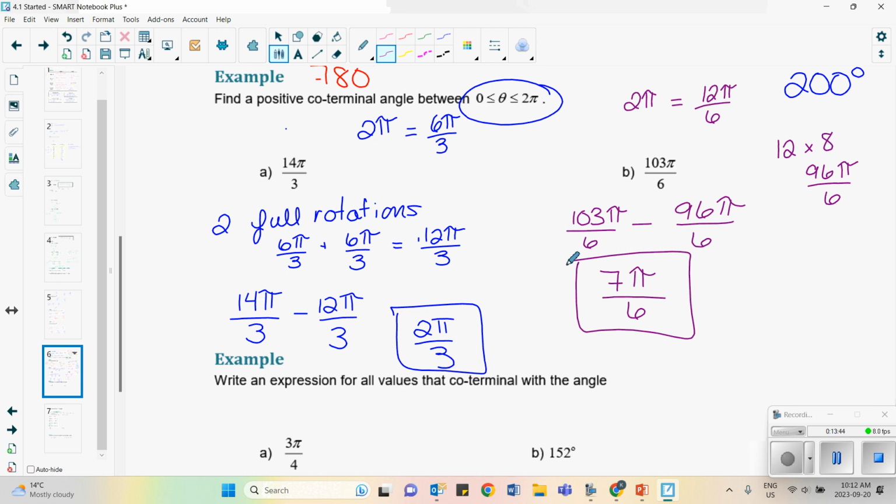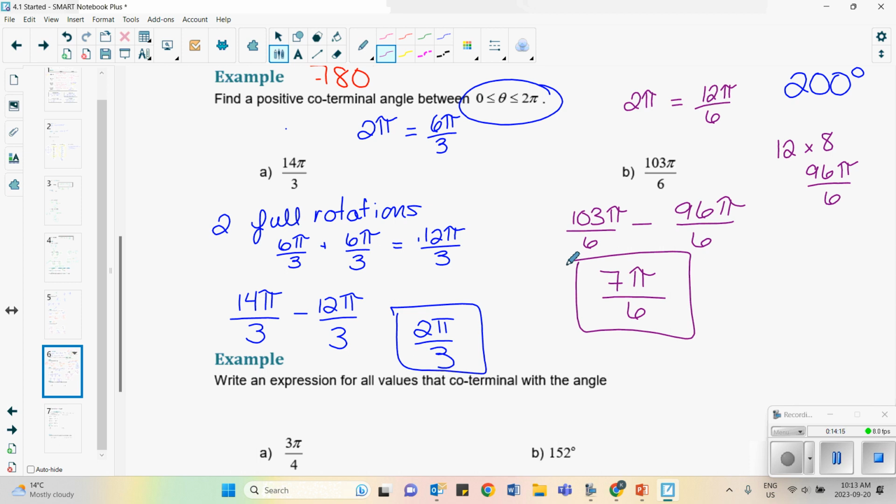So if I were doing this and I didn't know the multiples of 12, well, I didn't know them up to 8 or whatever, I know that I can do 48, right? We can all do 12 times 4 and get 48. You can take out 4 at a time, or take out 2 rotations at a time, or take out a single rotation at a time. Keep subtracting until you're under that 12 pi over 6.